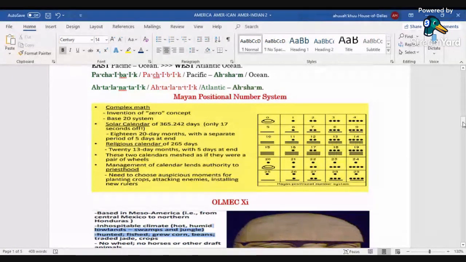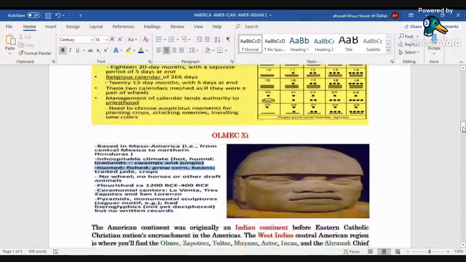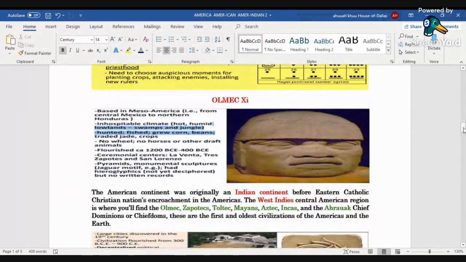If we just say Indian, East India of Asia. So when we say West Indies, West Indian, it can only mean the Americas. You know, West Indian pertaining to the Americas. Yeah, man, and you know, people know about the Olmec.